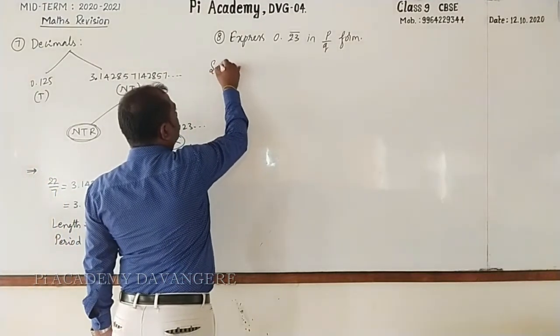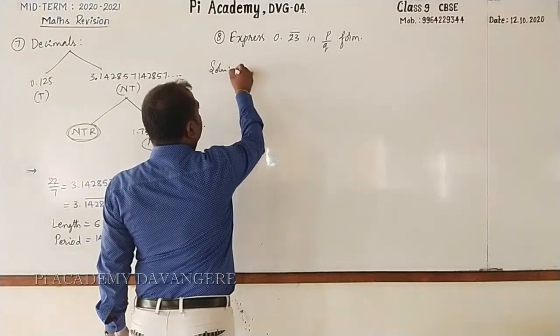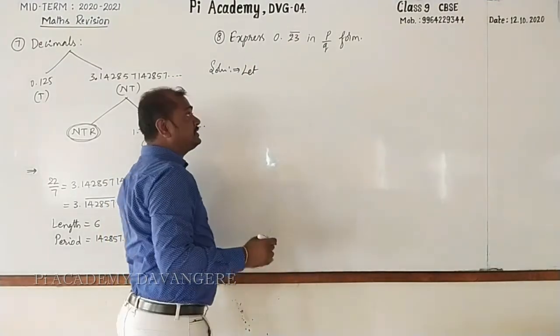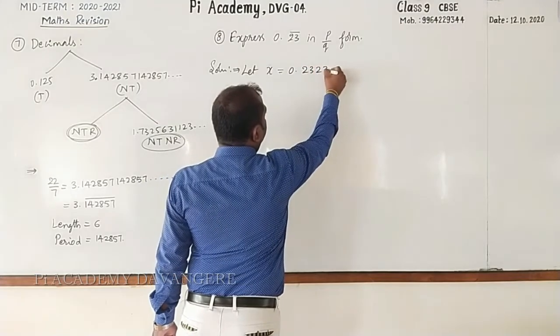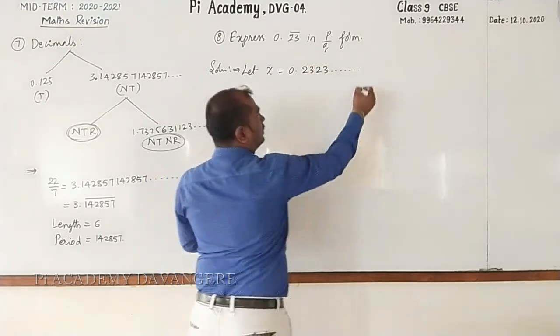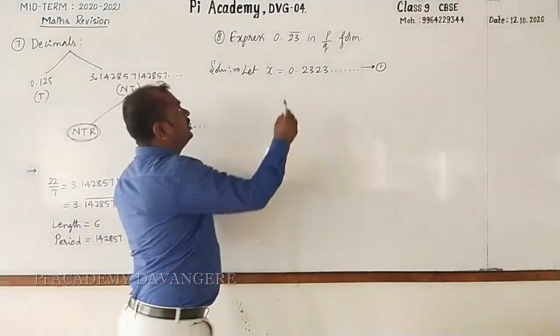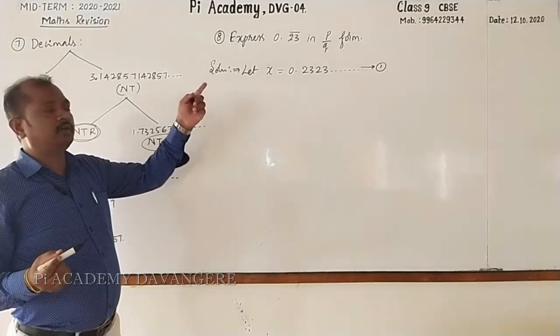Yes, you should go on writing with me. First, you have to assume 0.23 bar as x, that x equal to 0.232323 and so on. You may call this as statement 1. Observe, in the repeating block, how many digits are there? There are 2 digits.